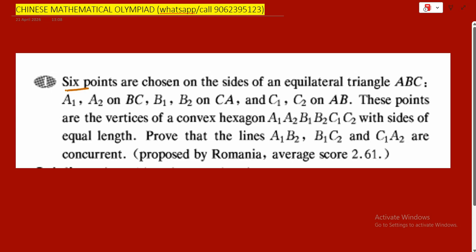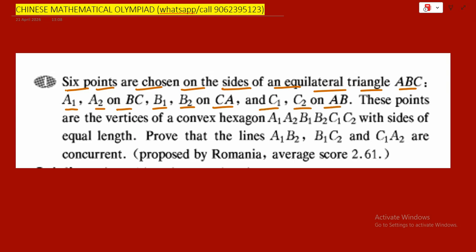Question says 6 points are chosen on the sides of an equilateral triangle ABC. A1, A2 on BC, B1, B2 on CA and C1, C2 on AB. These points are the vertices of a convex hexagon A1, A2, B1, B2, C1, C2 with sides of equal length. Now prove that the lines A1B2, B1C2 and C1A2 are concurrent.